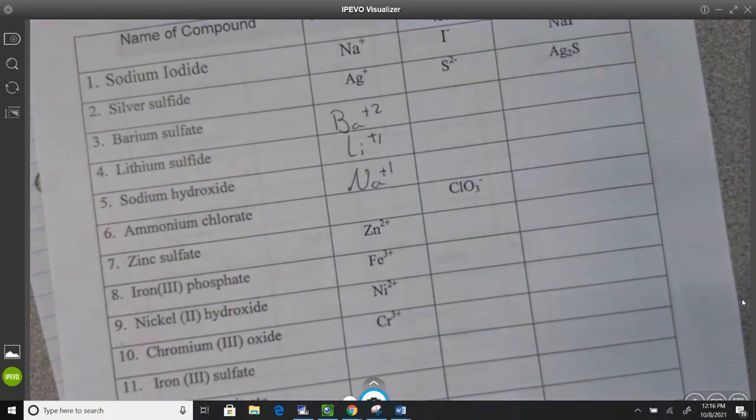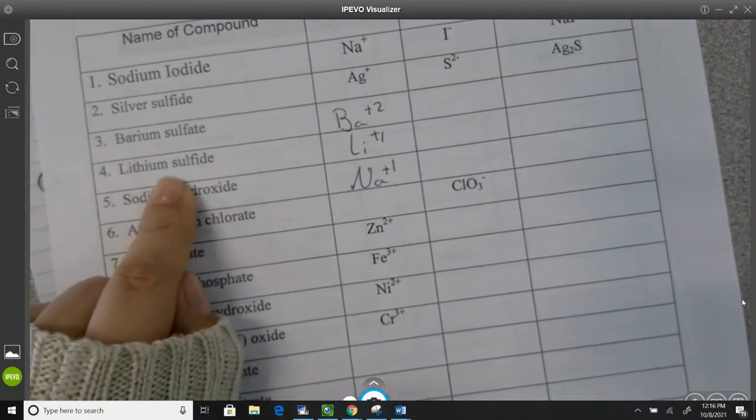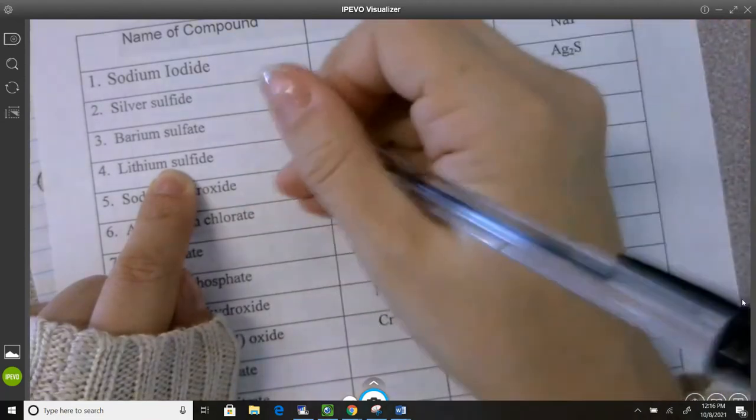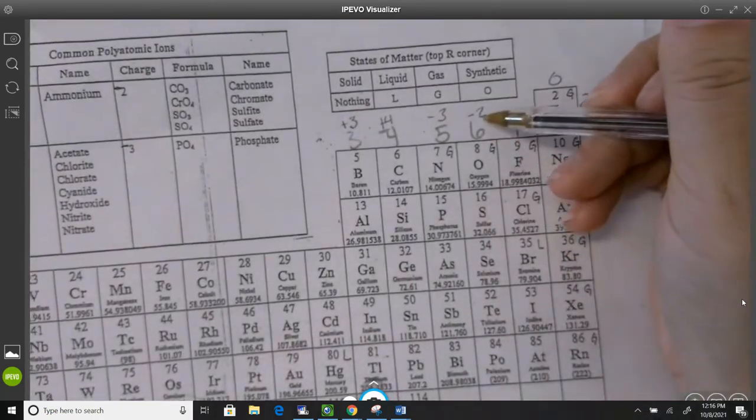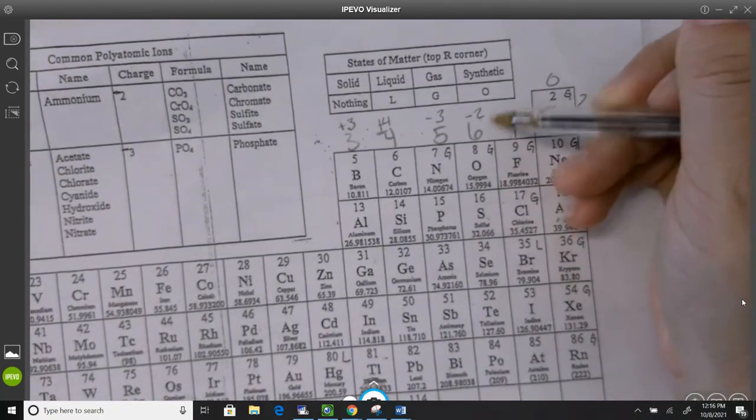If I'm going to go look for the second part, sulfide is sulfur, so S. And family 16, so my charge is -2.